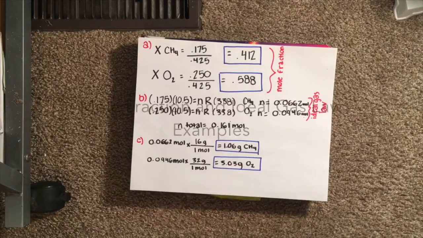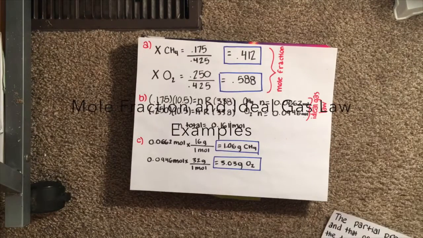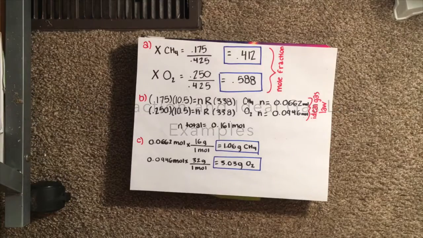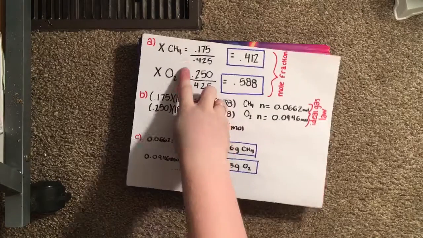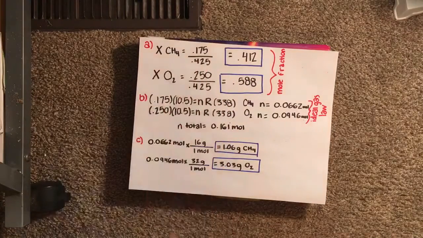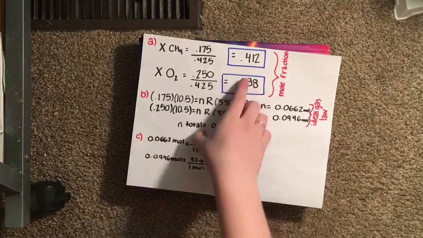So, Part A of the problem asks us to find the mole fraction of each gas in the mixture. You can do this by dividing the partial pressure of the gas over the total pressure. So for CH4, the partial pressure is 0.175 atm, and the total pressure, if you add the partial pressure of O2 and CH4, is 0.425 atm. And then if you divide this, you get 0.421.